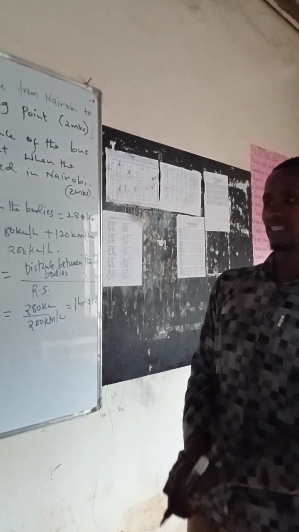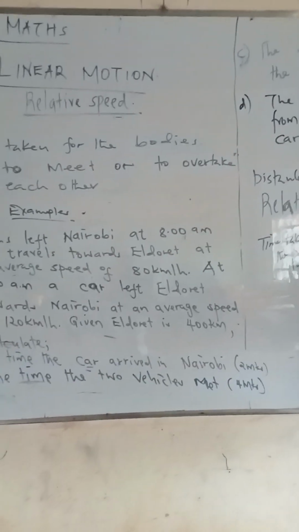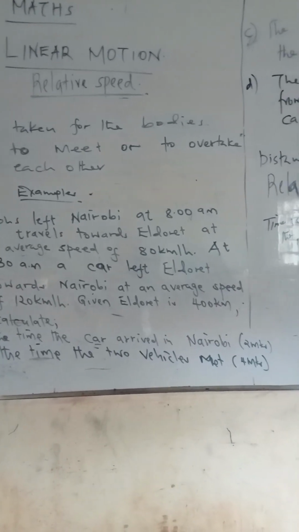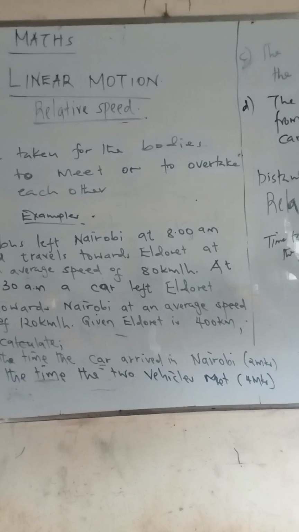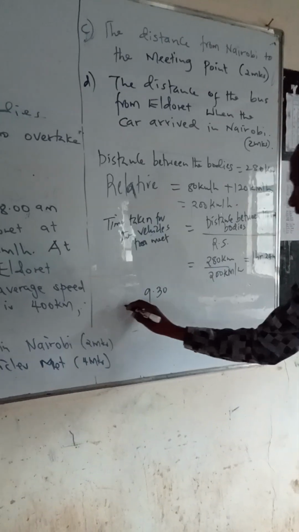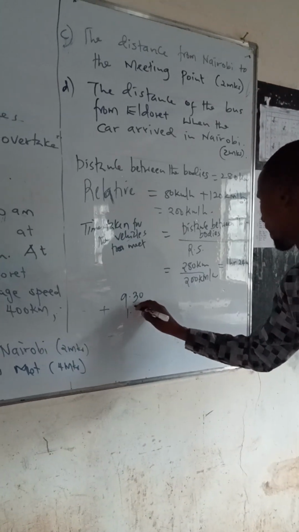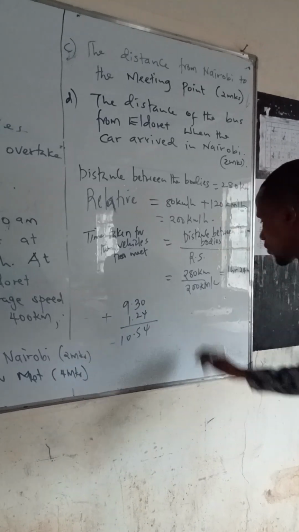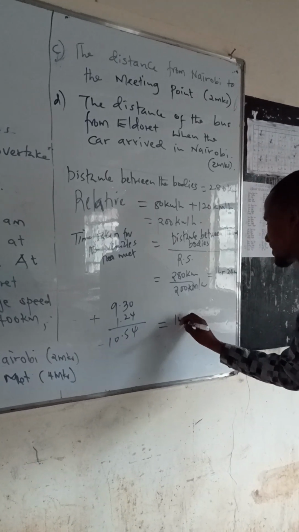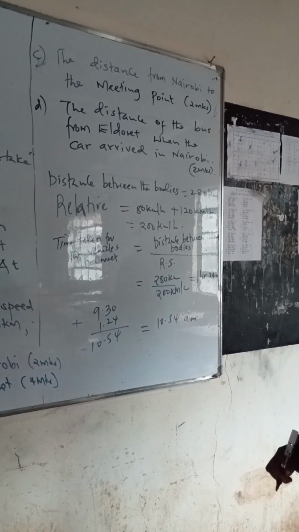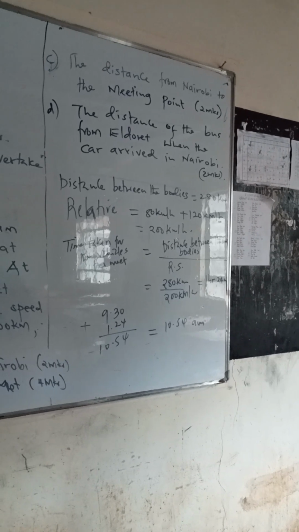So the question is asking, at what time did the two vehicles meet? When were they in motion? They started the movement at 9, that was the time that all of them were in motion. And then now you add 1 hour and 24 minutes. So they will meet at 10:54 a.m. That is the time that the vehicles will meet. How did we get this?